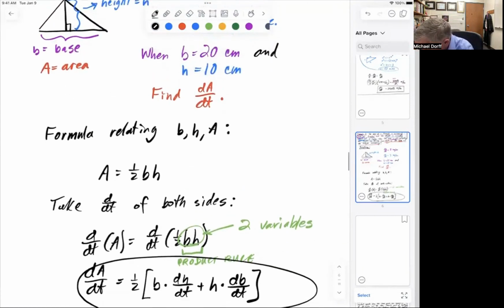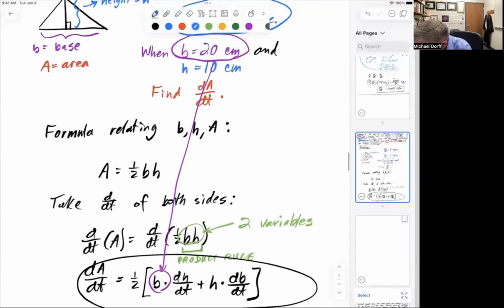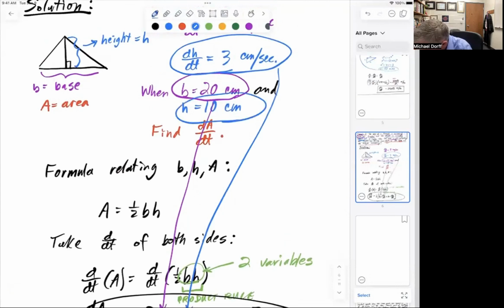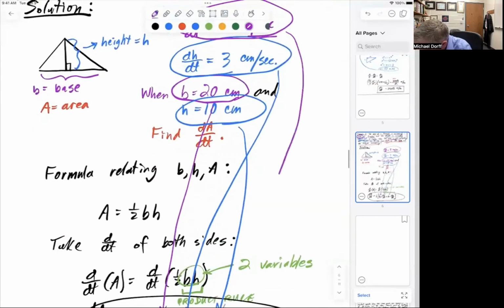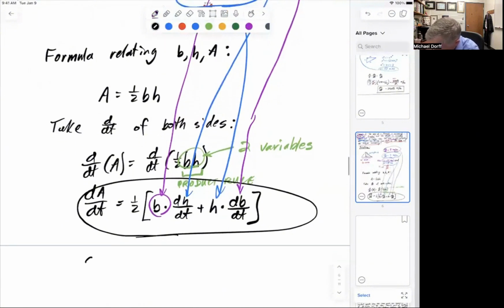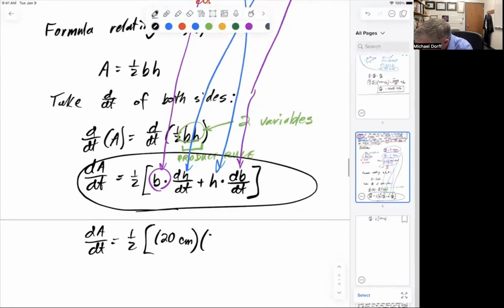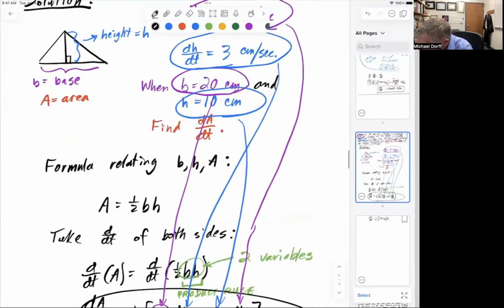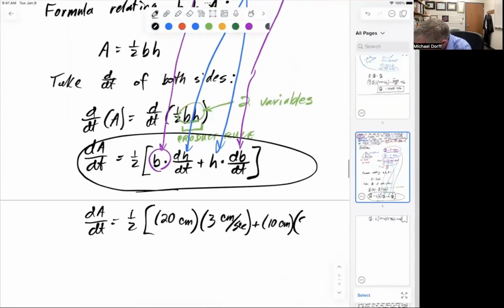And let's see what we have here. We've got B is 20, so that's going to go in here. dH/dt is 3, so that's going to go in there. H is 10, that's going to go in here. And we have dB/dt is 8, and that's going to go in here. Okay, we're just going to go ahead and do that. dA/dt is going to equal 1/2, all right? B was 20 centimeters. dH/dt was 3 centimeters per second. H is 10 centimeters, and dB/dt is 8 centimeters per second.